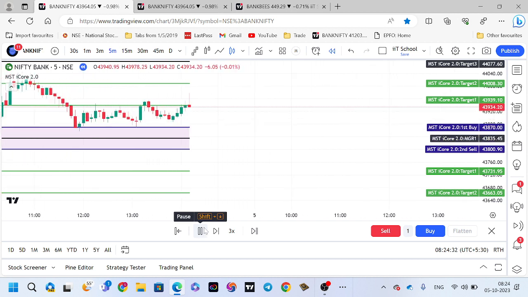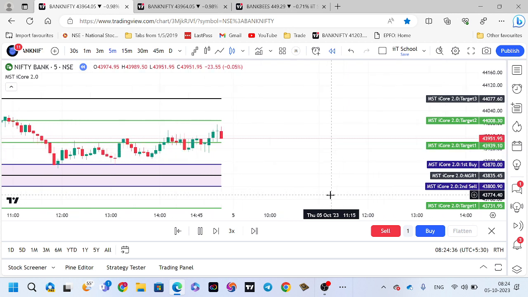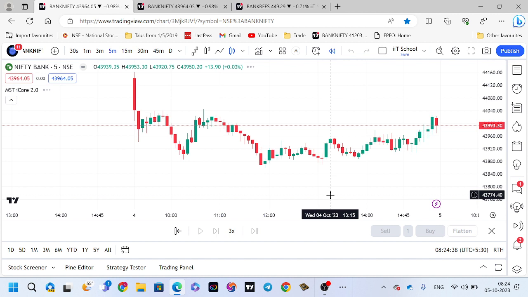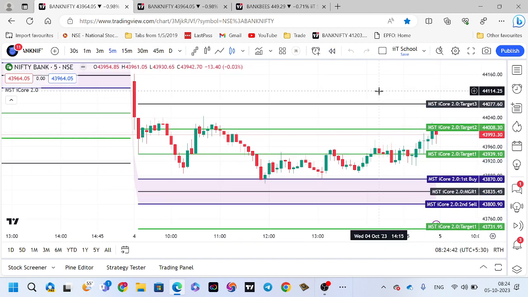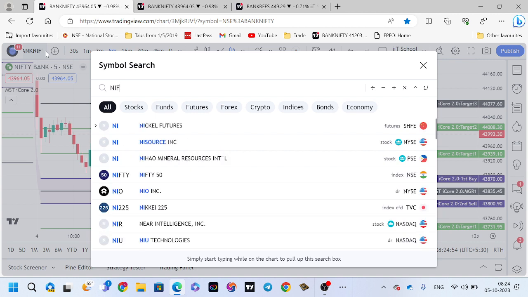Once again we got buy entry with very good confirmation of bullish R3C as well as zero doji candle, and market time is got over, and perfectly we got our 2 targets hit in our Bank Nifty. What about the Nifty? That also we will see.